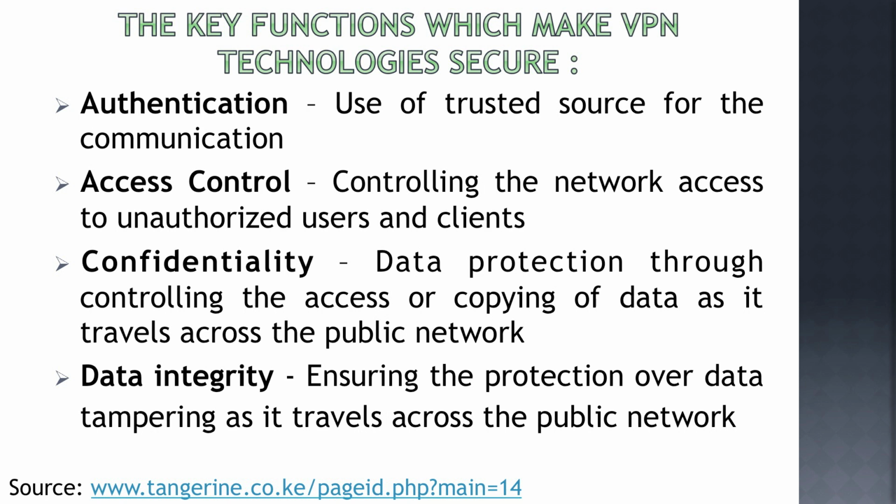which ensures the communication is from a trusted source. Then we have access control, which prevents unauthorized users from accessing the network. Any unauthorized user cannot use the VPN. Then a lot of confidentiality is involved in the VPN. It prevents the reading or copying of data as it travels across the public network. And finally, the key function is data integrity, which ensures the data has not been tampered with as it travels across the public network.